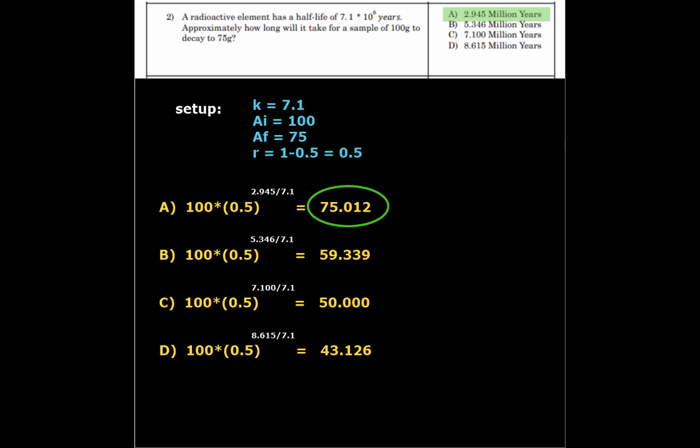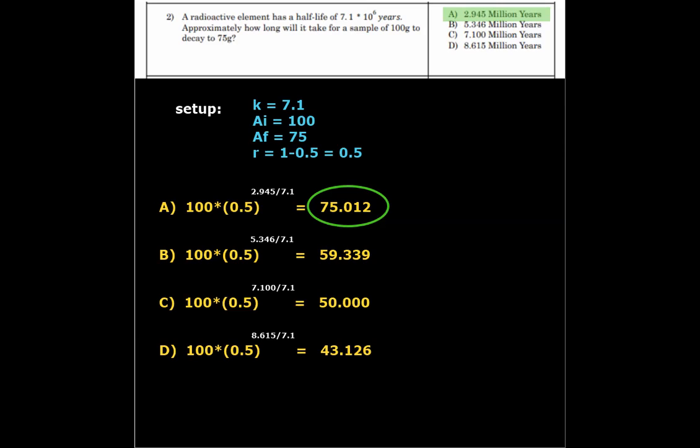The decay rate is half of the life, meaning that after 7.1 million years, there'll be half of the sample left. So the rate will be 1 minus a half, or 0.5. Plugging in, we have for choice A, after 2.945 million years, we'd take a half and raise it to the 2.945 divided by 7.1. Then we would have 75.012 grams left, which was the correct answer.